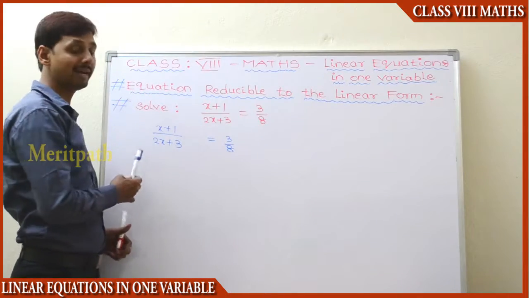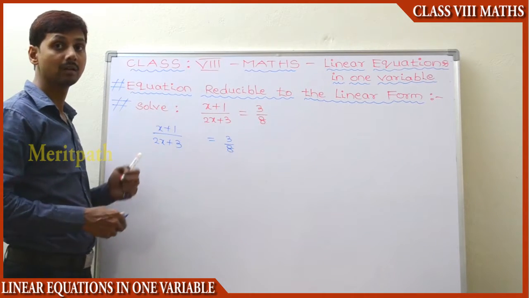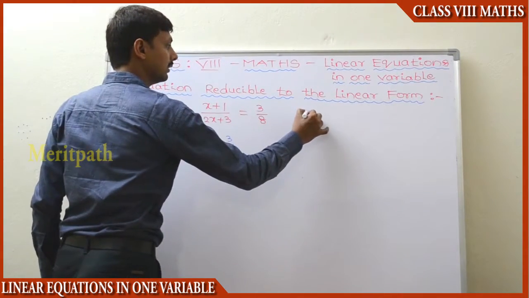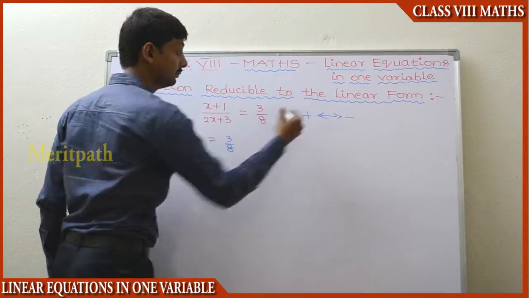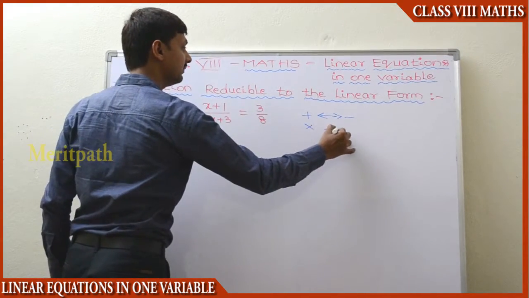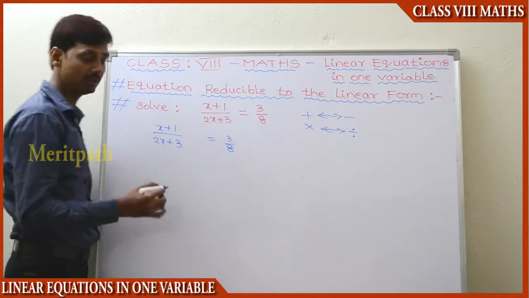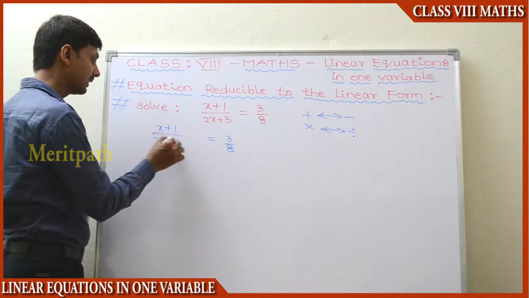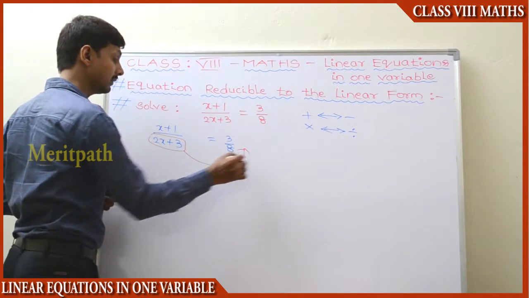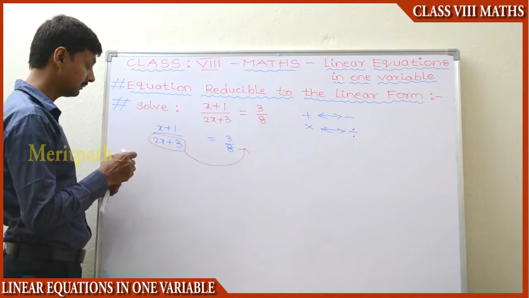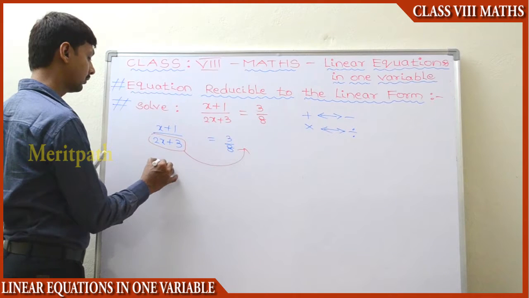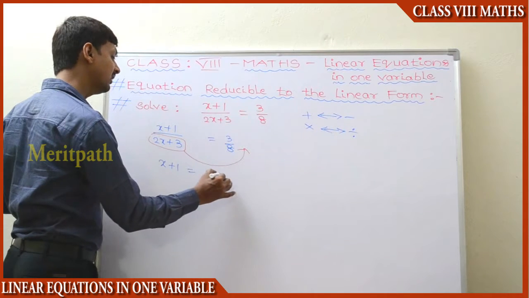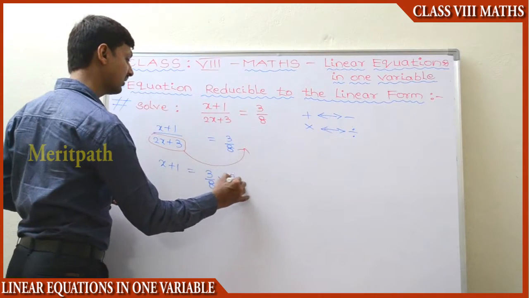So x plus 1 by 2x plus 3 is equals to 3 by 8. Here, when we use the rule of transposition, addition becomes subtraction, subtraction becomes addition, multiplication becomes division, and division becomes multiplication. So when we transpose this 2x plus 3 to the right hand side, because this is under division, when we transpose this to the right hand side, it becomes multiplication. So let's transpose this 2x plus 3. So x plus 1 is equals to 3 by 8 into 2x plus 3. Now 2x plus 3 we have taken here.